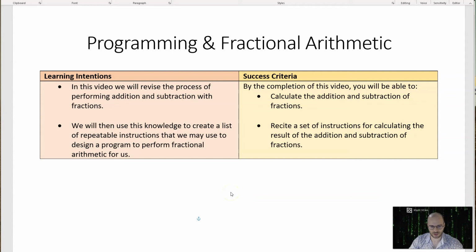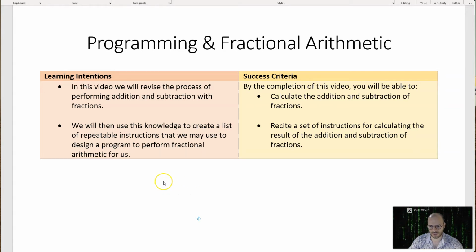Welcome to this video on the topic of programming and fractional arithmetic. In this video, we're going to have a look at two concepts. The first one being we're going to revise the process involved in performing addition and subtraction with fractions. Secondly, we're going to have a look at how we can create a list of instructions that we can use to then create a program or a flowchart that will describe the process of performing arithmetic with fractions.